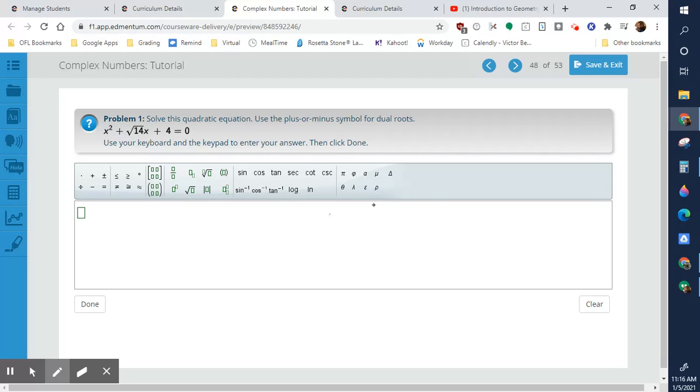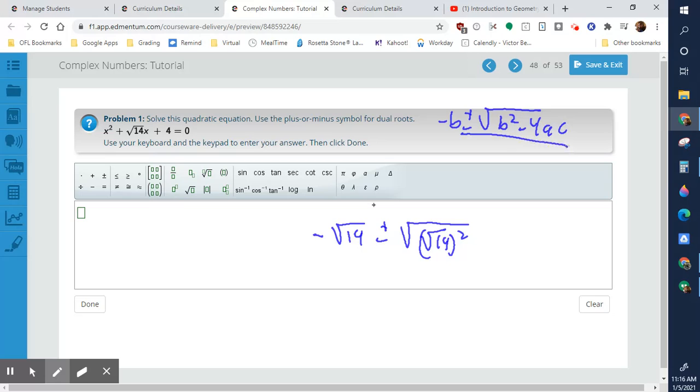So using the quadratic formula, we're going to do negative b, which is 14 plus or minus the square root of 14 quantity squared, because that's supposed to be our b squared. Remember, it's negative b plus or minus the square root of b squared minus 4ac all over 2a.